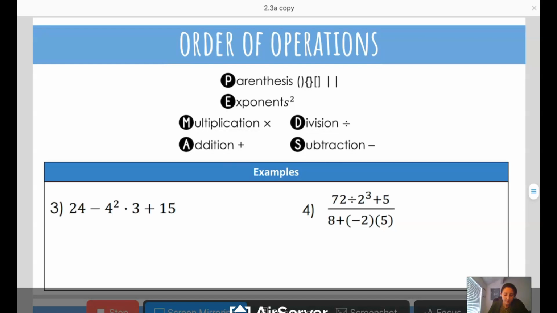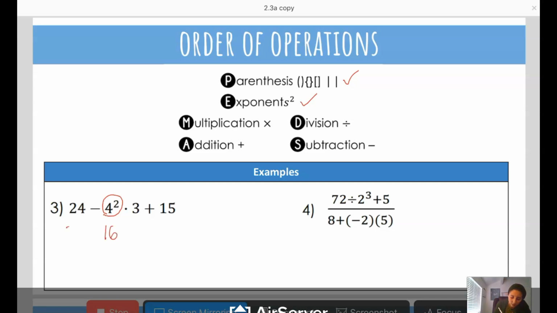So number 3 says 24 minus 4 squared times 3 plus 15. So we're going to follow our order of operations. Are there any parentheses or grouping symbols? No. Are there any exponents? Yes, there's exponents. We have 4 squared right here. So I'm going to simplify that 4 squared. Well, 4 squared is the same as 4 times 4, which is 16.